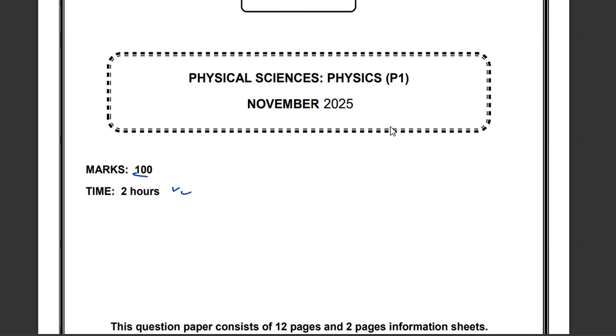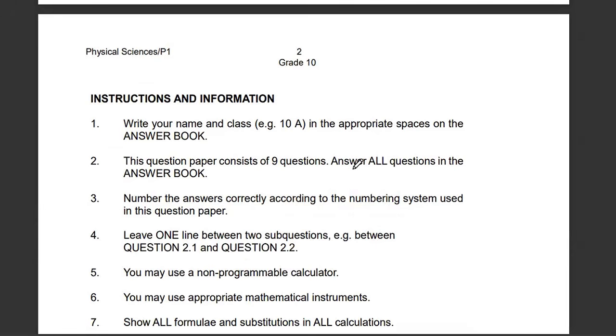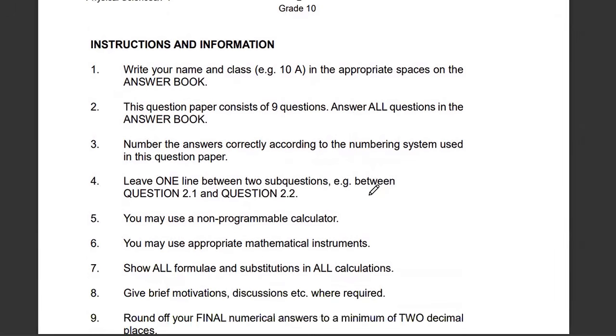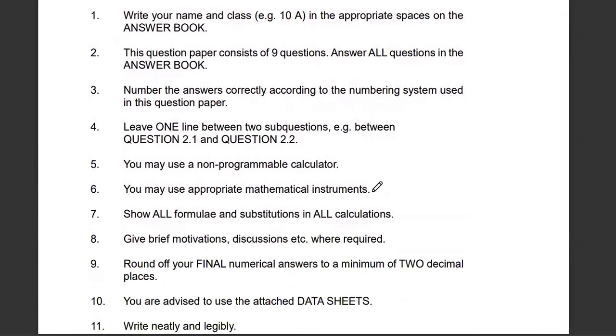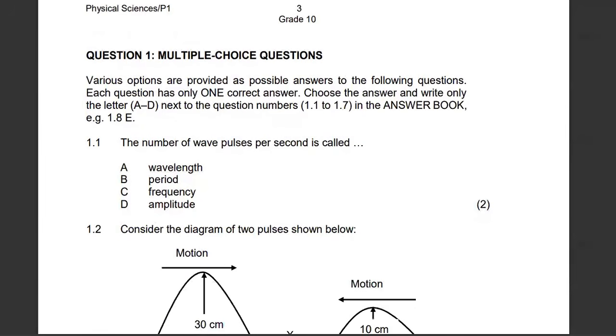And then from there, when I look at the instructions, we have 9 questions that we're going to be dealing with. And then from those 9 questions, we must leave spaces in between. Okay. And then give brief motivation, discussions, an appropriate mathematical formula can be used. Okay. A calculator that is reasonable and approved should be used. And yes, you're advised to detach the data pages. Okay. So question number 1.